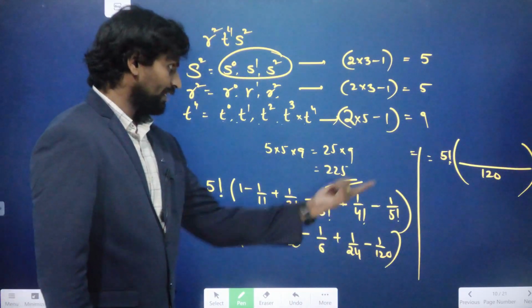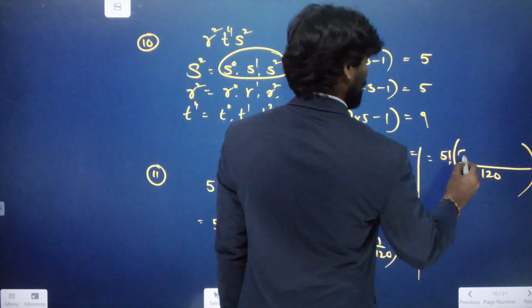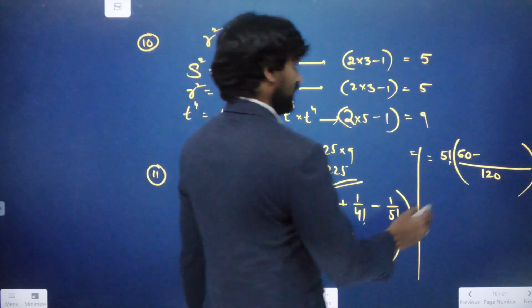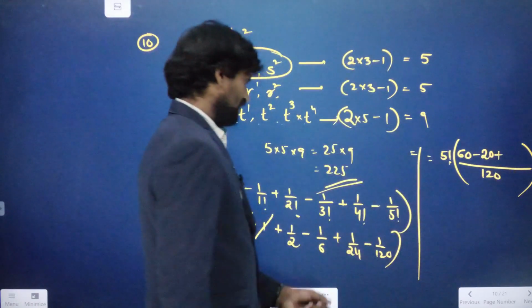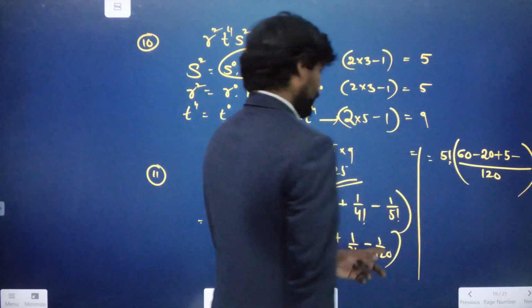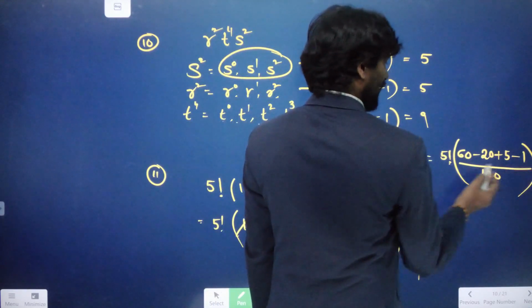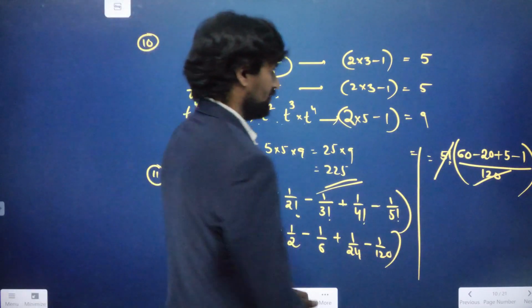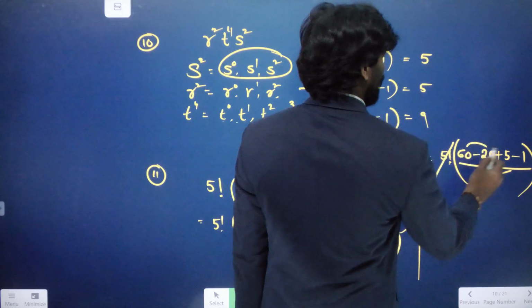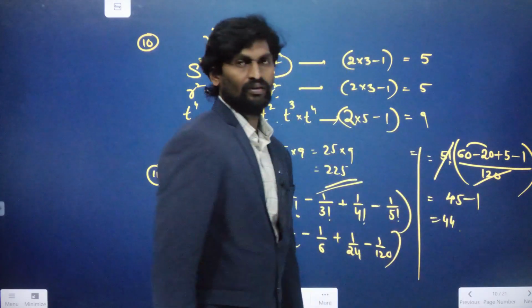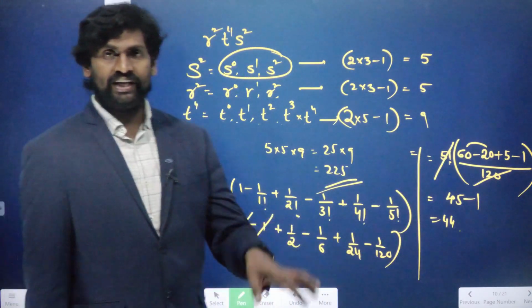Now 2 table 120 is 60 times, so 60 in the numerator. 6 table 120 is 20 times, so minus 20. Now plus 24 table 120 is 5 times, 5. Minus 120 table 120 only one time. So 5 factorial value is nothing but 120 only. So numerator 120 and denominator 120 can be cancelled. Now 60 minus 20 is 40, 40 plus 5 is 45, 45 minus 1 is 44. So they can be arranged in wrong envelopes in 44 ways. So this formula you need to remember.